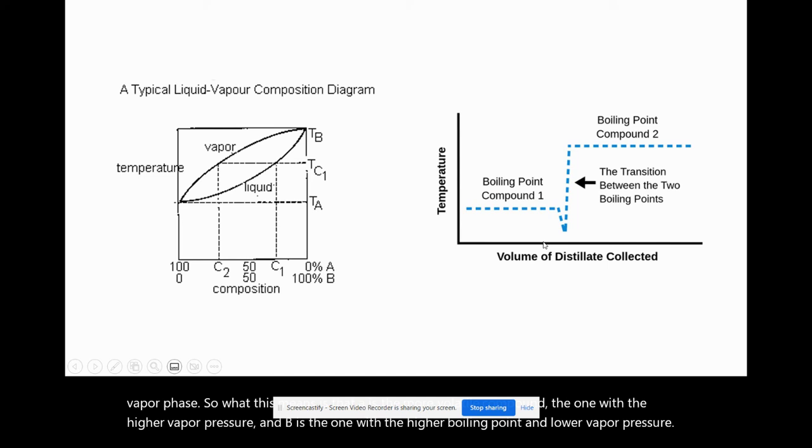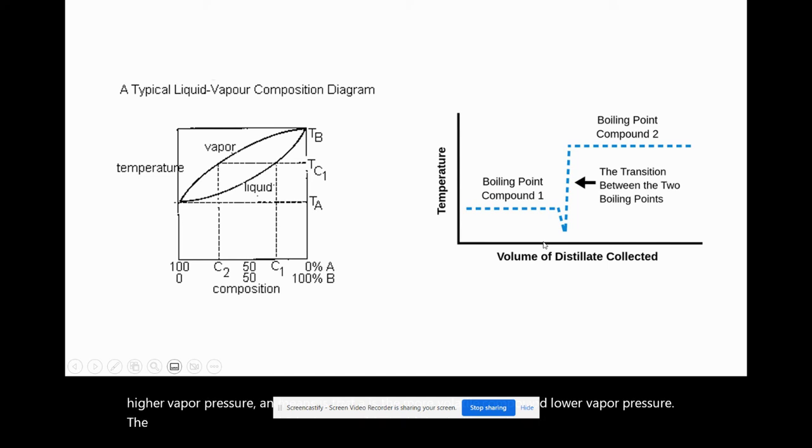Okay. The temperature versus volume of distillate curve. This is what a normal curve should look like. I should be collecting a fraction at its boiling point. Sometimes there's a dip, and then there should be a sharp rise when I'm transitioning between the two components, and then there should be a nice straight line for the boiling point of the second component.